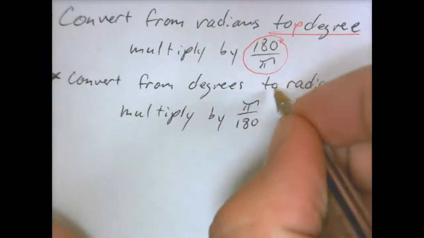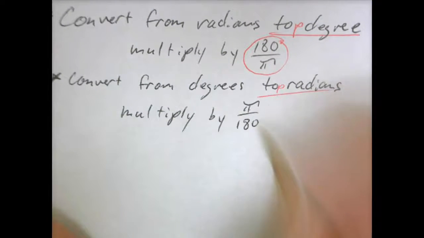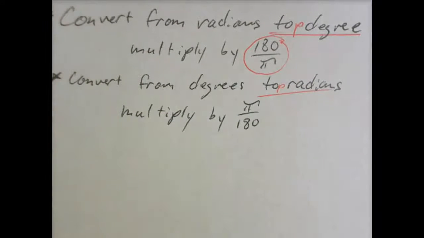From radians to degrees, put the radians on top, so pi over 180. Same numbers, just make sure you pay attention to where you put the numbers. Let's do a few of these.